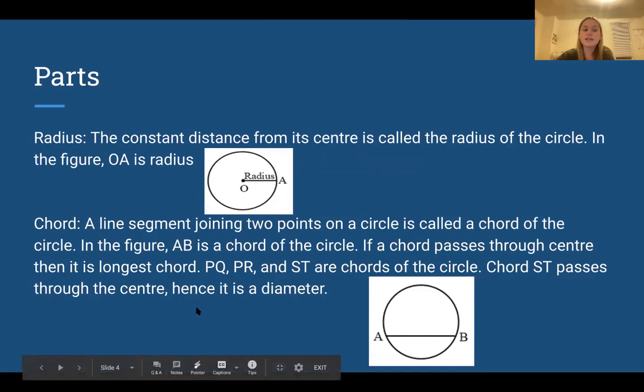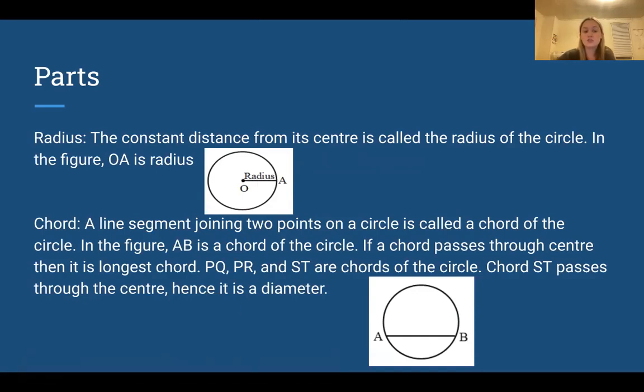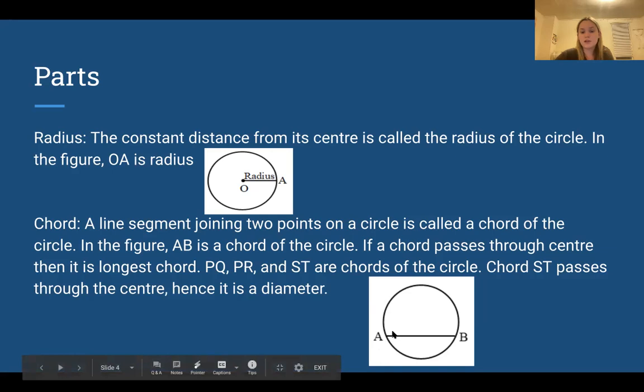A chord is a line segment joining 2 points on a circle. So in here, we can see AB is a chord. If the chord passes through the center, then it is the longest chord, the diameter, which we'll talk about in a minute. But AB is a chord, just any line from one point to another on a circle.